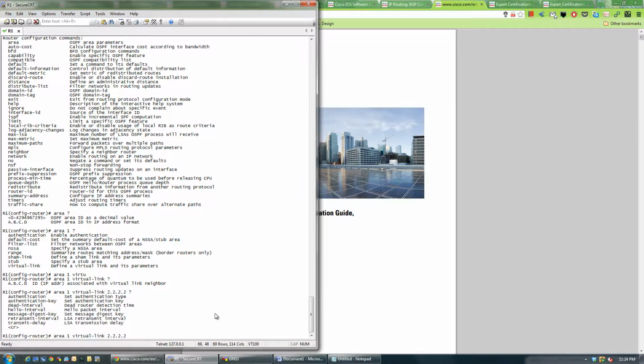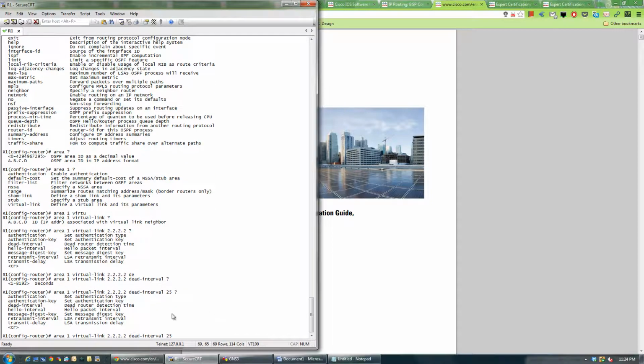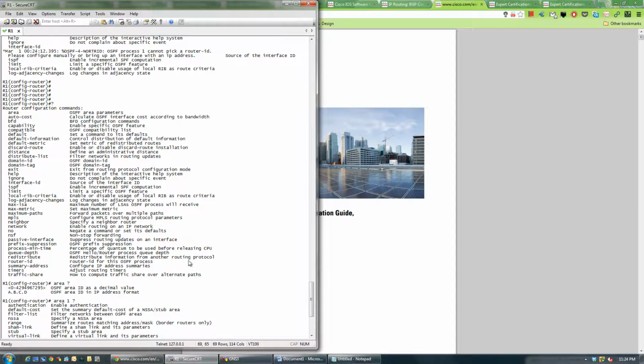Right? So let's see dead interval, like 25. Then we have another hello interval and all those things, right? Similarly, this command is not heavily tested. Local rep.